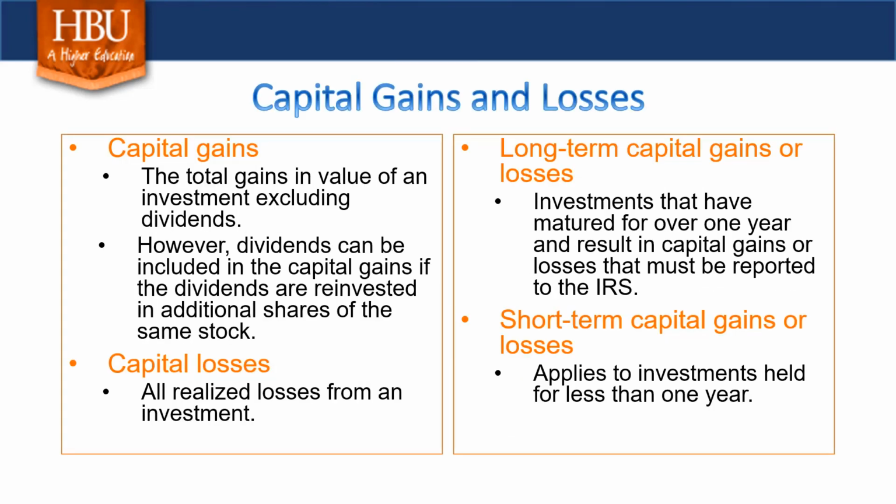Okay, let's think about capital gains and losses then. That helps us put our risk into perspective. Capital gains are the gains in value of an investment. So let's take our consideration of Nick Saban. If the University of Alabama considers Nick Saban an investment, did they gain value on their investment? You could argue that investment was $4 million a year. Did the University of Alabama gain anything on that investment? Also, I want to discuss here, however, that dividends can be included in capital gains if the dividends are reinvested in additional shares of the same stock.